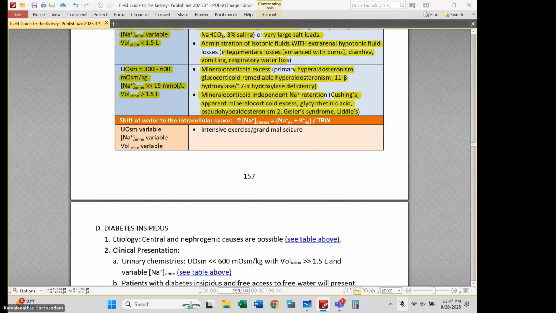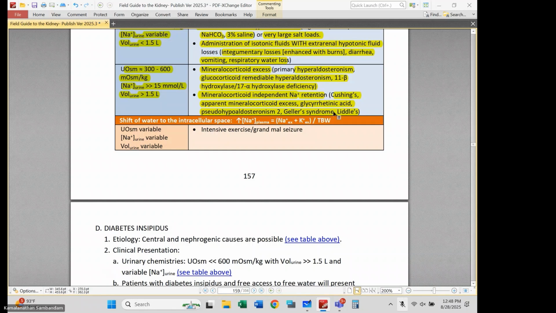These are scenarios in which they often look like primary hyperaldosteronism, but aldosterone is not in excess. For instance, with Cushing's, cortisol is activating the mineralocorticoid receptor in an apparent mineralocorticoid excess. We have a problem with deactivating cortisol at the tissue level. So again, cortisol is activating the mineralocorticoid receptor. And then there are others.